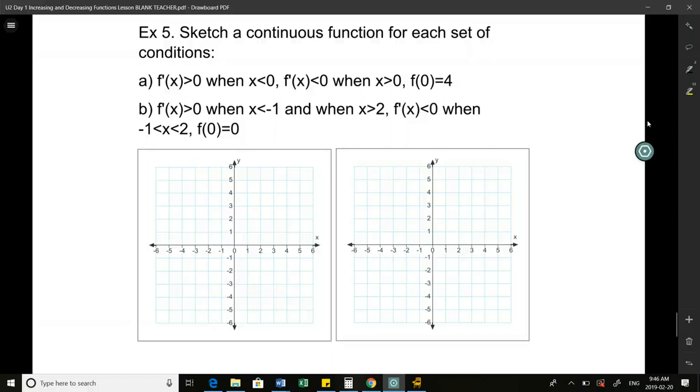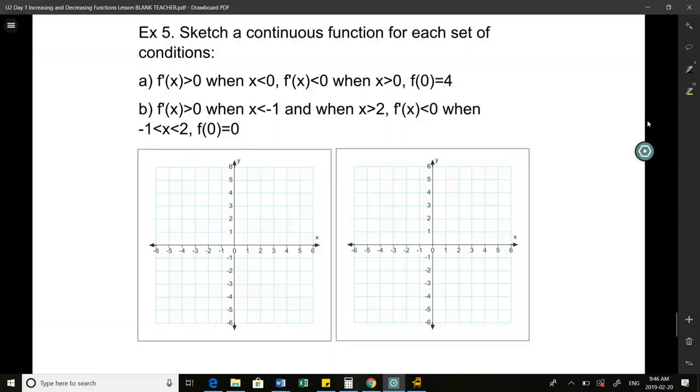Okay, so here's what I want. Sorry, the f primes look like they're almost attached to the x. But we want f prime at x to be positive when x is less than 0, so on this side of the graph. And I want f prime to be negative where x is on this side of the graph. And I want f at 0 to equal 4. Okay, f at 0 equals 4.